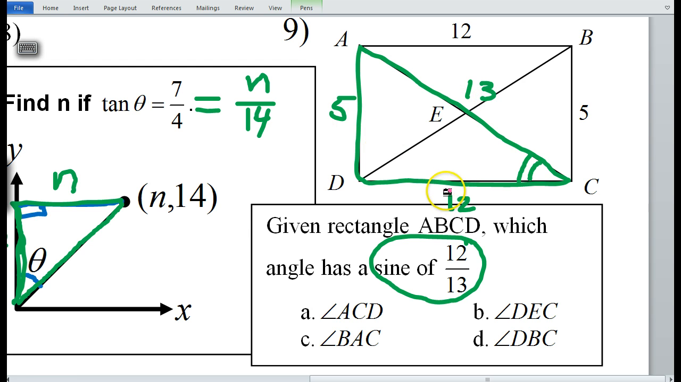Okay, so those are the sides of the triangle, the 5, the 12, and the 13. Now, back to Edgar. Looking at the angle that's marked, can you tell me what the sine of this angle would be?